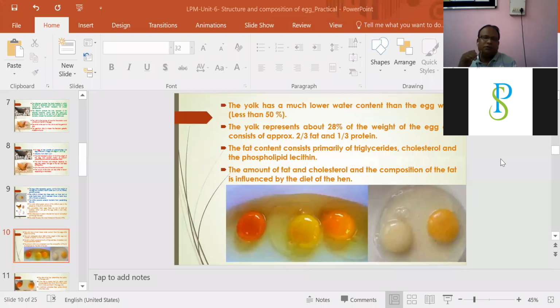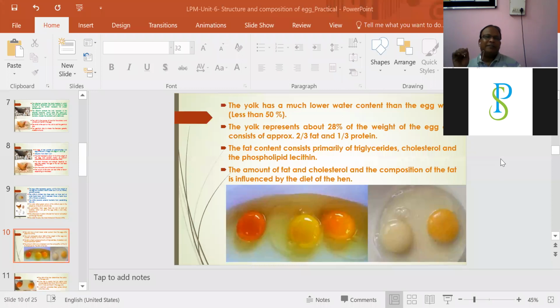The yolk, which constitutes about 1/3, that is around 30 to 33%, of the egg, contains a lower content of water, that is less in comparison to egg white. You have seen that the egg white, that is albumin, has 88% water and 12% dry matter. In yolk there is less than 50% water, and more dry matter. Yolk represents about 28% of an egg and consists of about 2/3 fat and 1/3 protein.